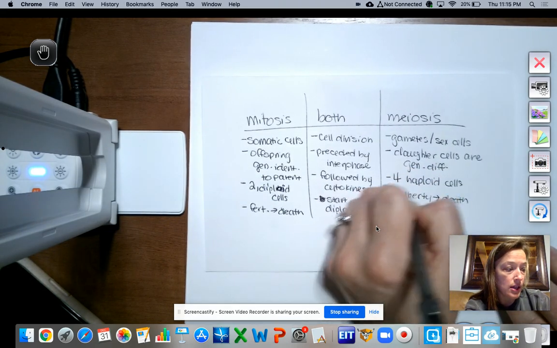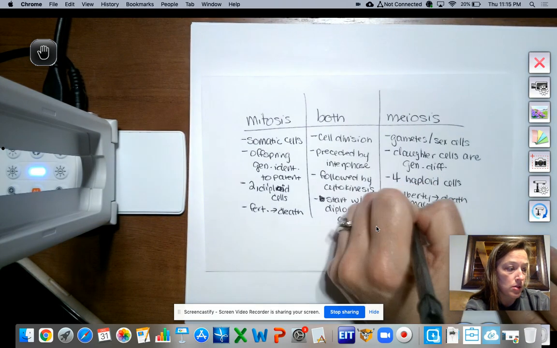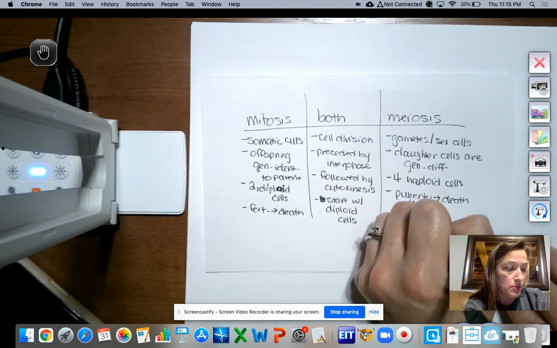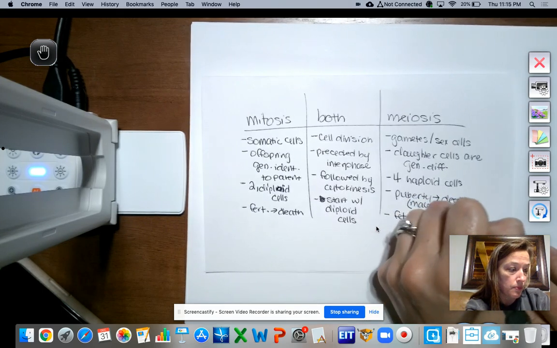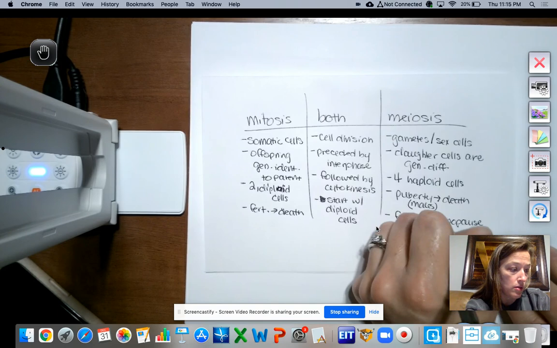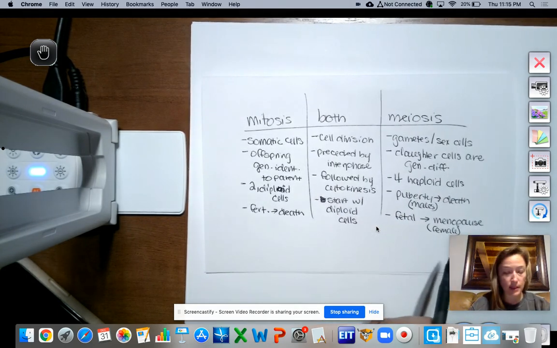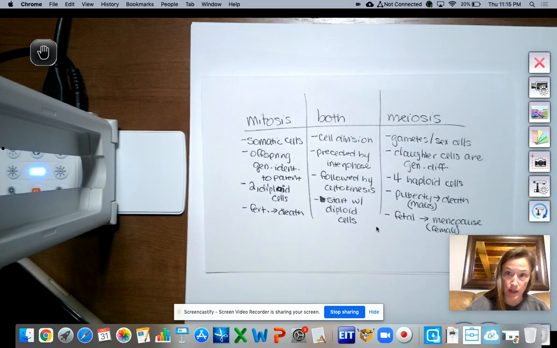So I guess you could say females would be from fetal development to menopause. But there's a huge pause from fetal development until puberty. So they don't do it. You don't do meiosis your whole childhood.